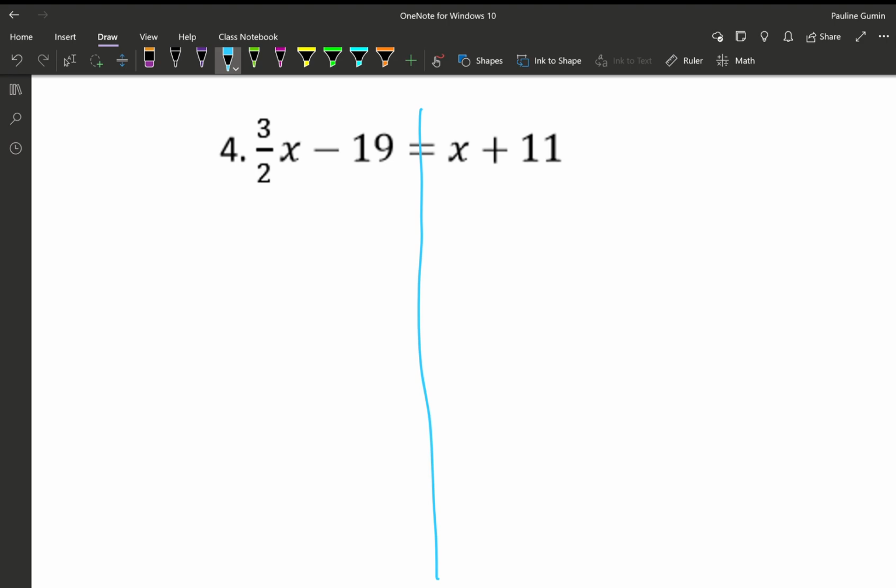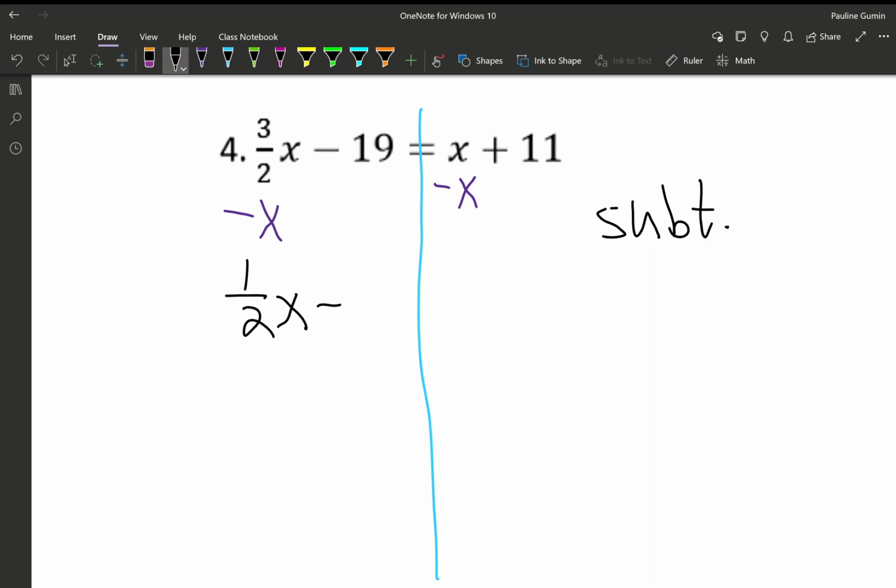Okay, so 3 halves is 1 1/2, and the x on the right is just 1. So the one on the left is larger. So I'm going to subtract 1x from both sides. 3 halves x minus 1x leaves us with 1/2 x. So 1 1/2 minus 1 is 1/2. The minus 19 goes down. The x's here cancel. 11 is left over.